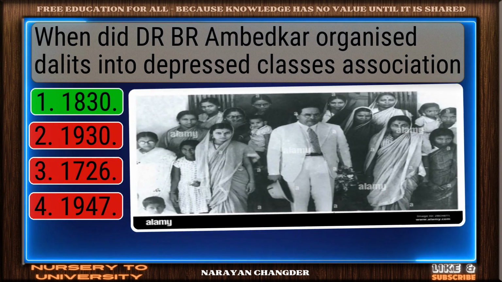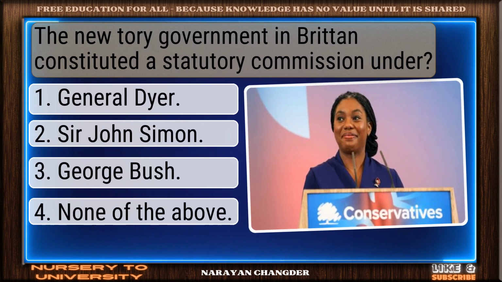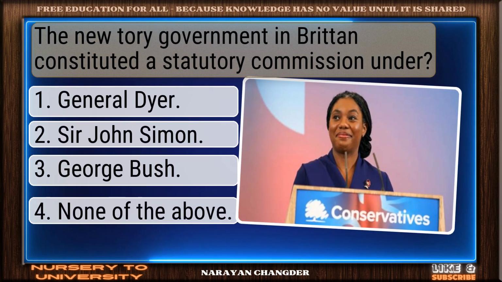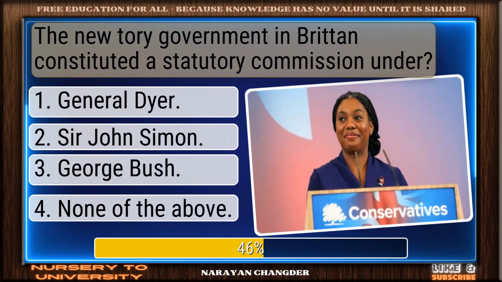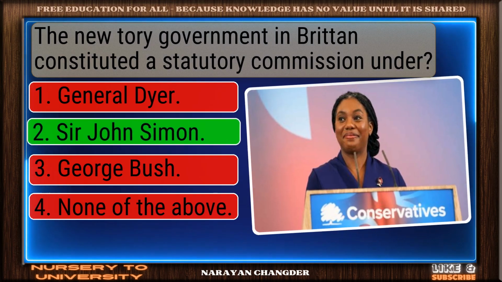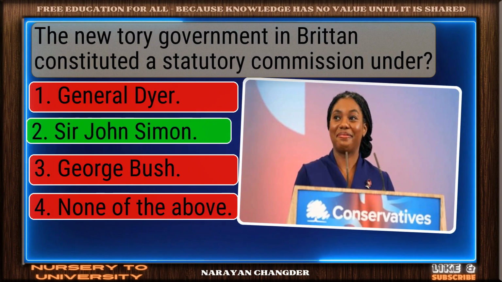When did Dr. Ambedkar organize Dalits into the Depressed Classes Association? 1930 is the one. The new Tory government in Britain constituted a statutory commission under. Correct response. Sir John Simon is accurate.